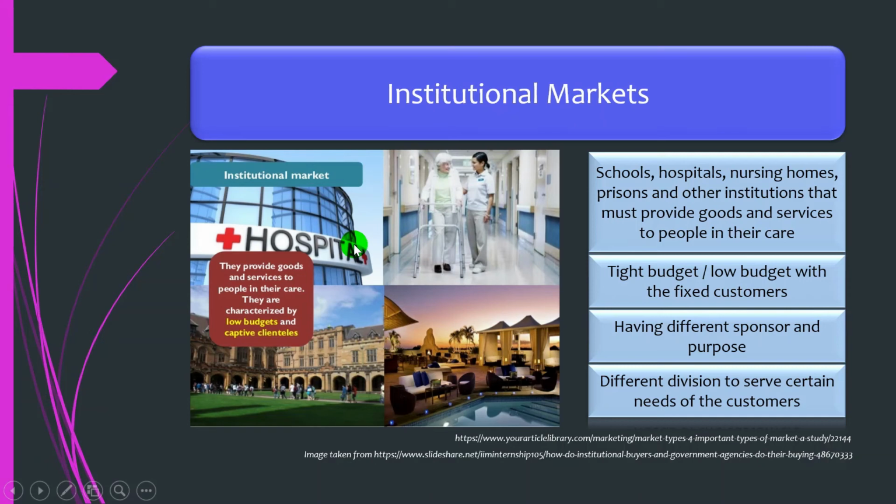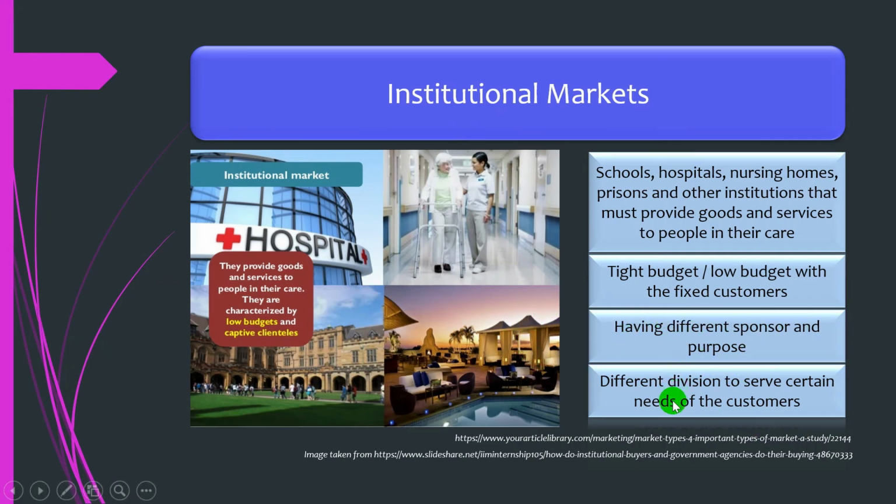Like the hospital will provide the full package of service. They will try to provide the very best food. Of course, the food is quite different from what we are eating at the restaurant. The food that is provided at the hospital, they will have to find the best food that they can serve to the patients. And then the next is they also have different sponsors and purposes. Each of these institutions will have different sponsors that like to support them, especially financially, and then their purpose also.